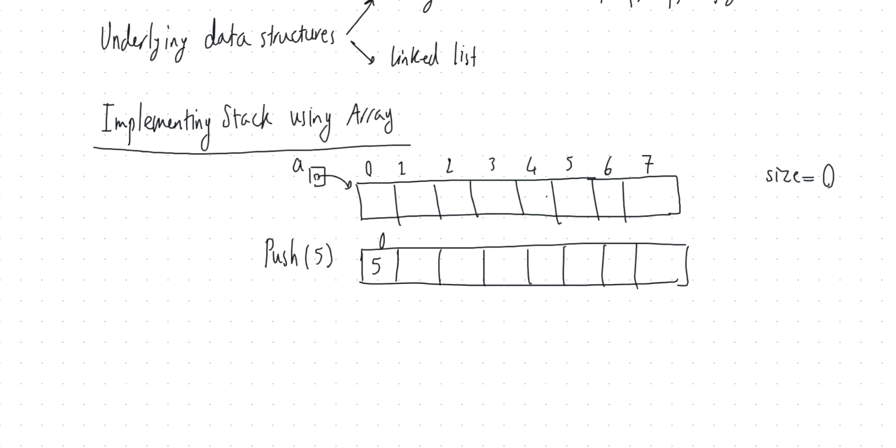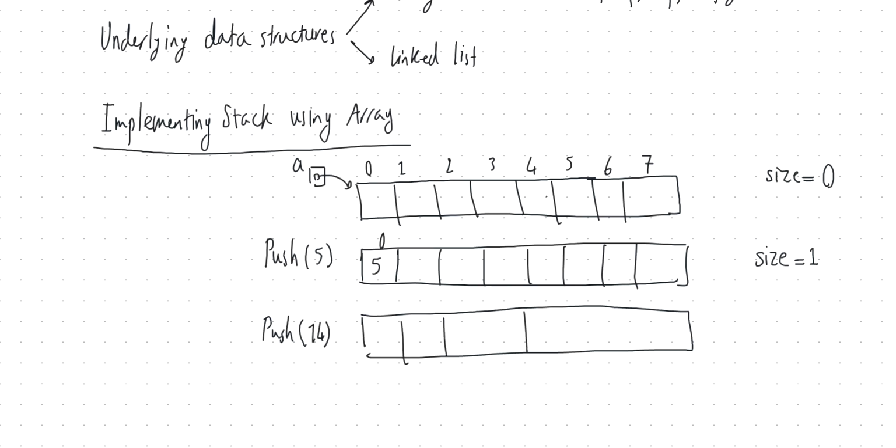Since now we have one element in the array, our stack is not empty, and the size of the stack is now 1. So we update the size by 1. In terms of the code, you say A at index 0 equals 5, and then you say size plus plus. Then if I push another element, let's say push 14, 14 will be written next to 5. So 5 and then 14, at indices 0, 1, and so on. And then you update size to 2.